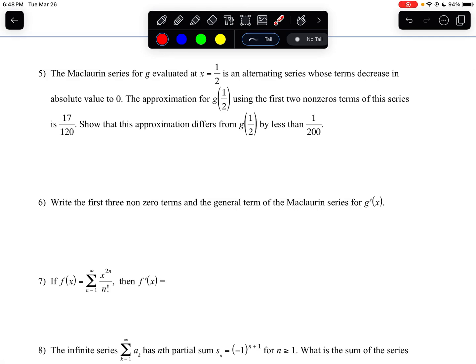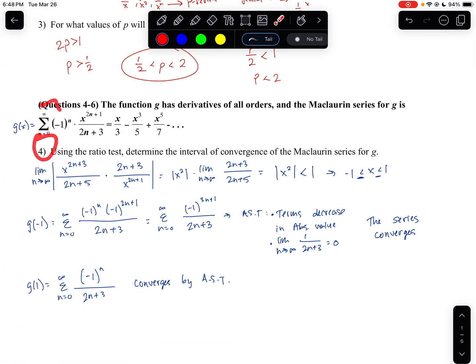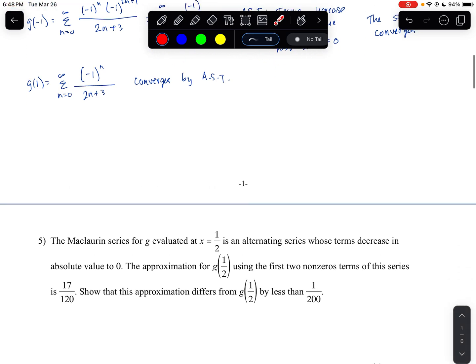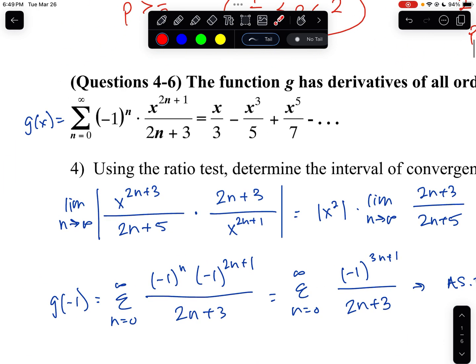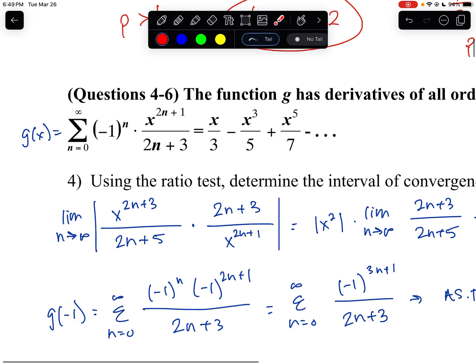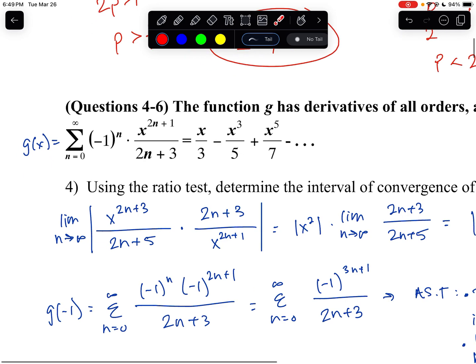Alright, so welcome to page 2. This is still dealing with the question from before, so we're still going to use this given Maclaurin series. The Maclaurin series for g evaluated at x equals 1 half is an alternating series. So basically what they're saying is, if you plug in 1 half right here, just like if we plugged in -1 or 1, if we were to plug in any number in this interval, we're going to get a different type of series.